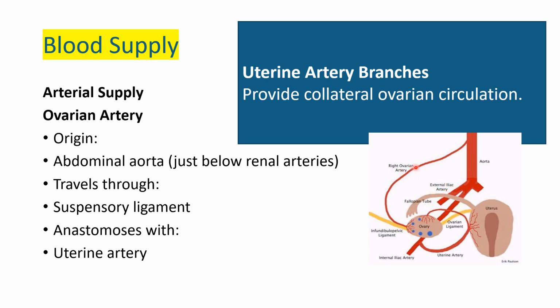This is the right ovarian artery. See, that's the right ovary, which is a direct branch of the aorta. So it directly branches from the aorta, then it comes like that. So this is the blood supply of the ovary.